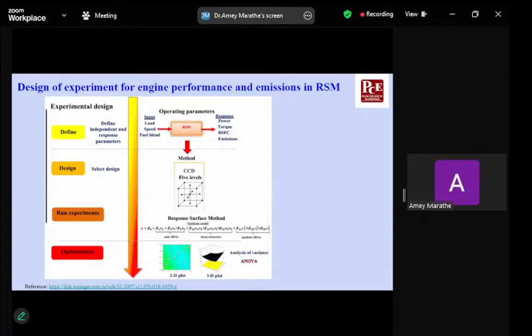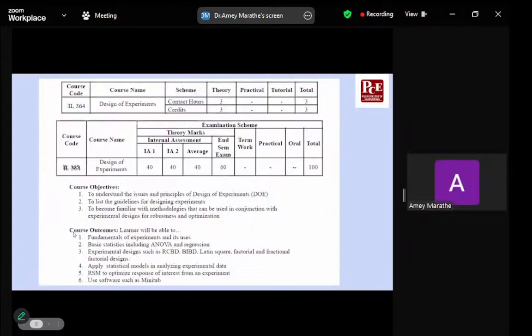Now, there are different methods to design an experiment in a particular way. I will select the design. These are my input factors, and these are my response factors. I have to see the impact of input factors on the output factors. I will design the experiment, run the experiment, and then optimize the process. How to do that is what we will learn through the course. So this is the content which we will cover in the course.